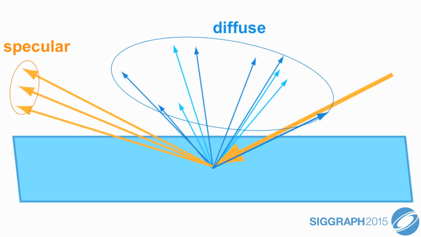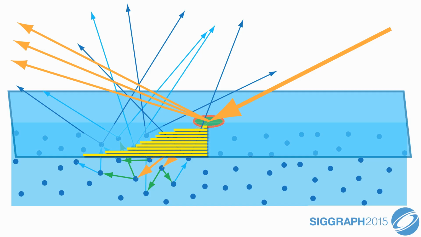It's convenient to split these two very different light material interactions into different shading terms. So we tend to call the surface reflection term specular, and the term resulting from refraction, absorption, scattering, and re-refraction we call diffuse.